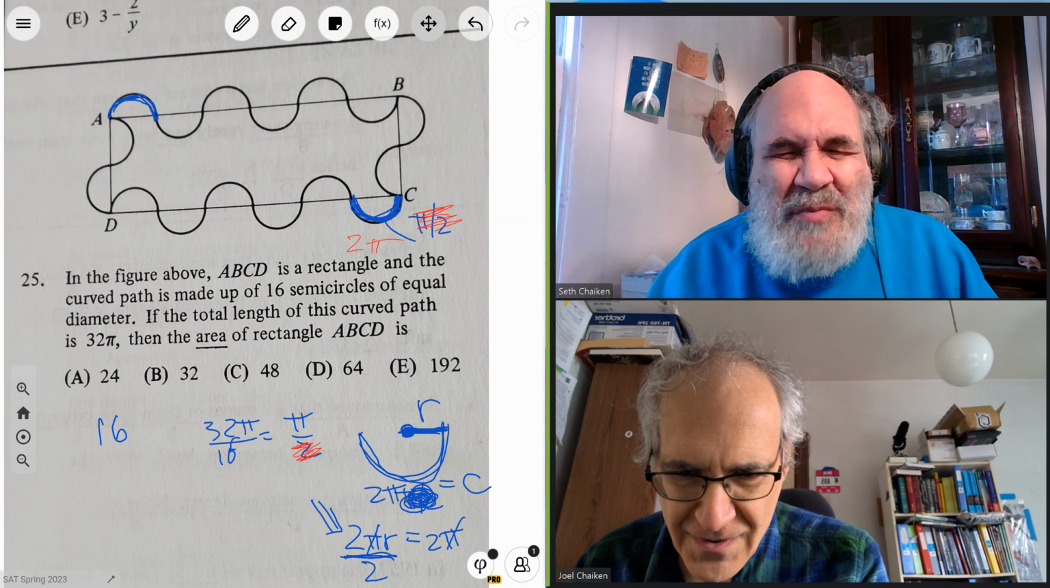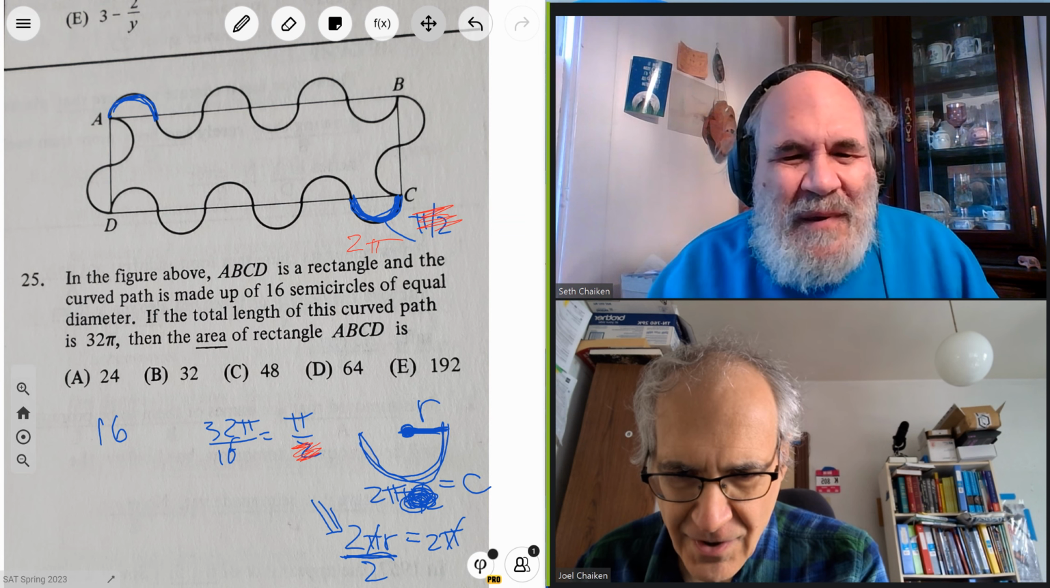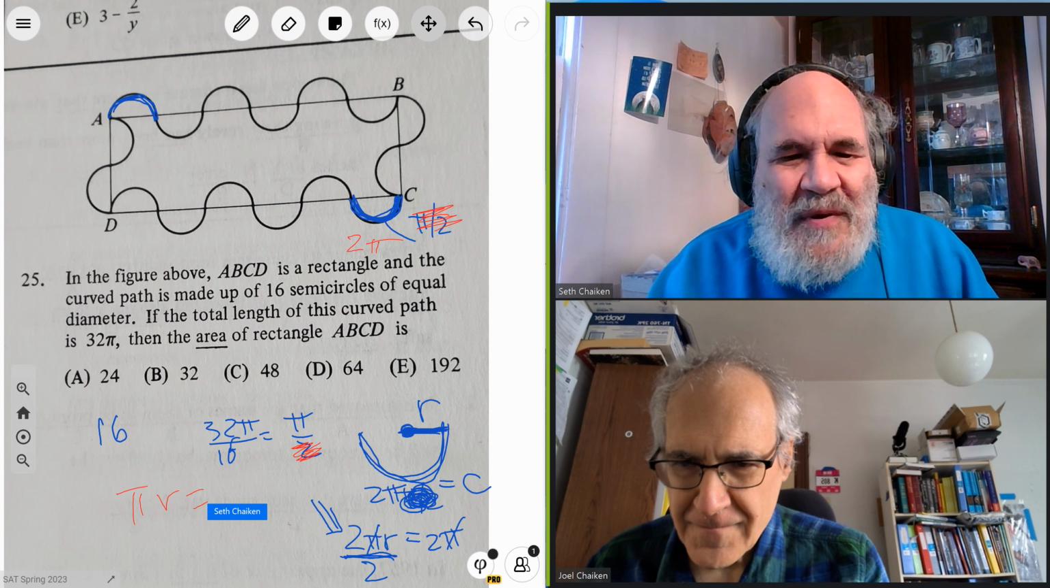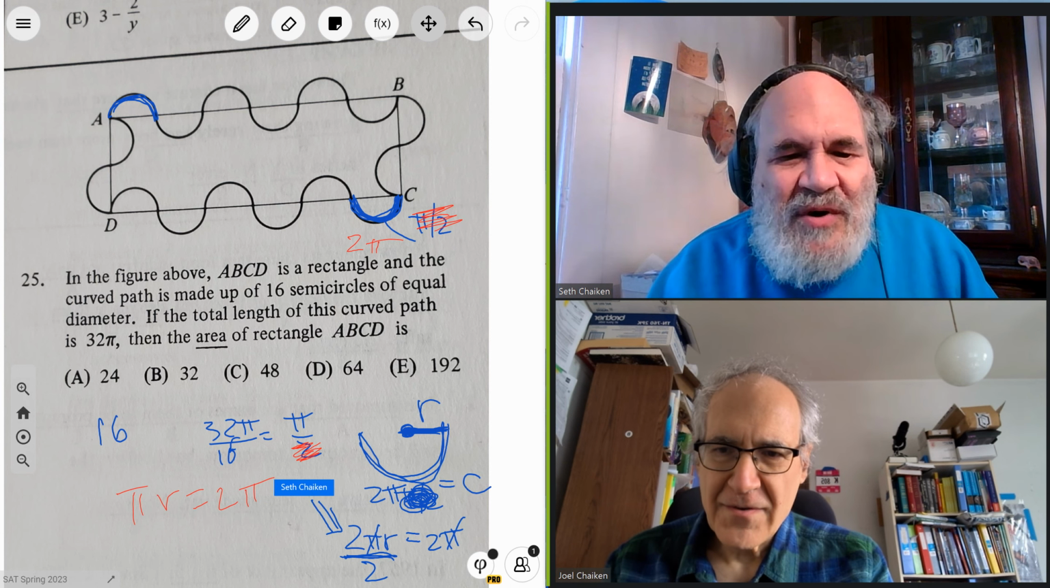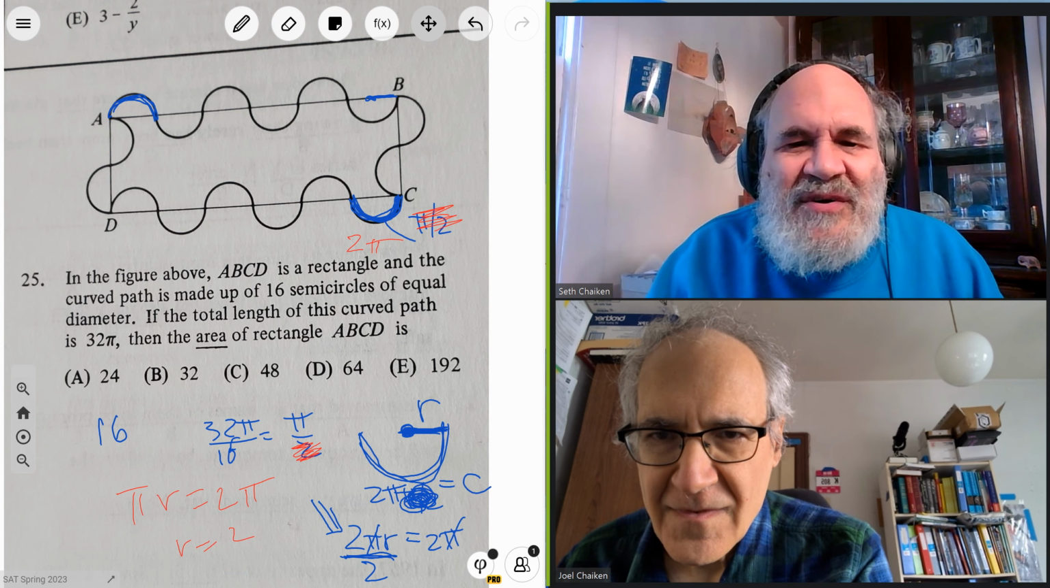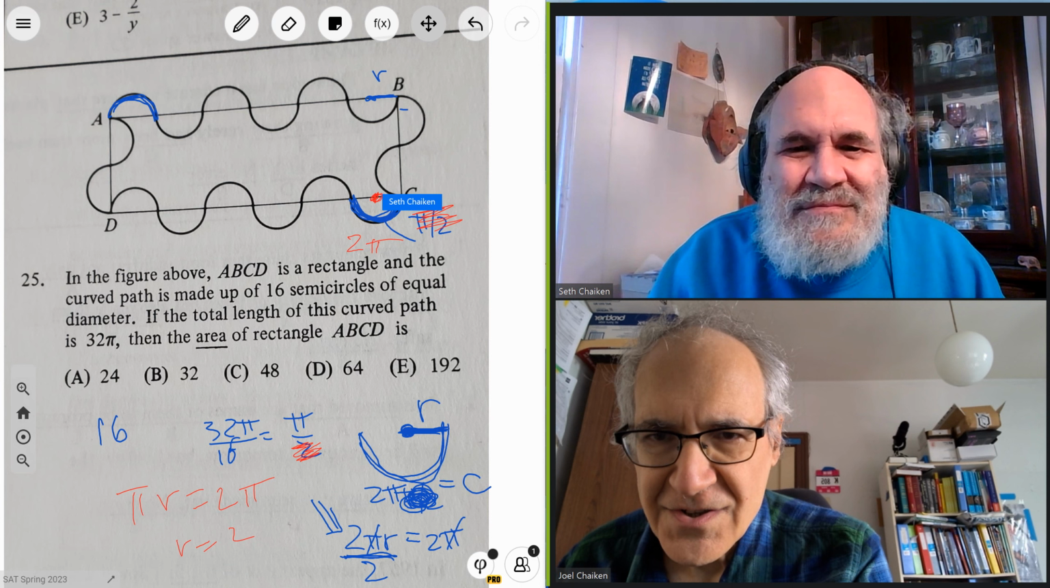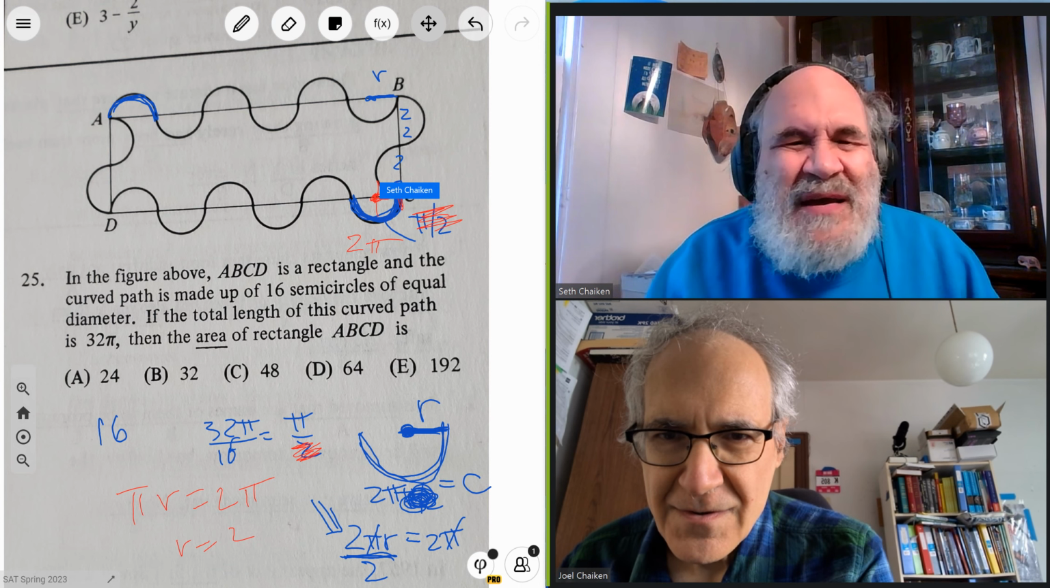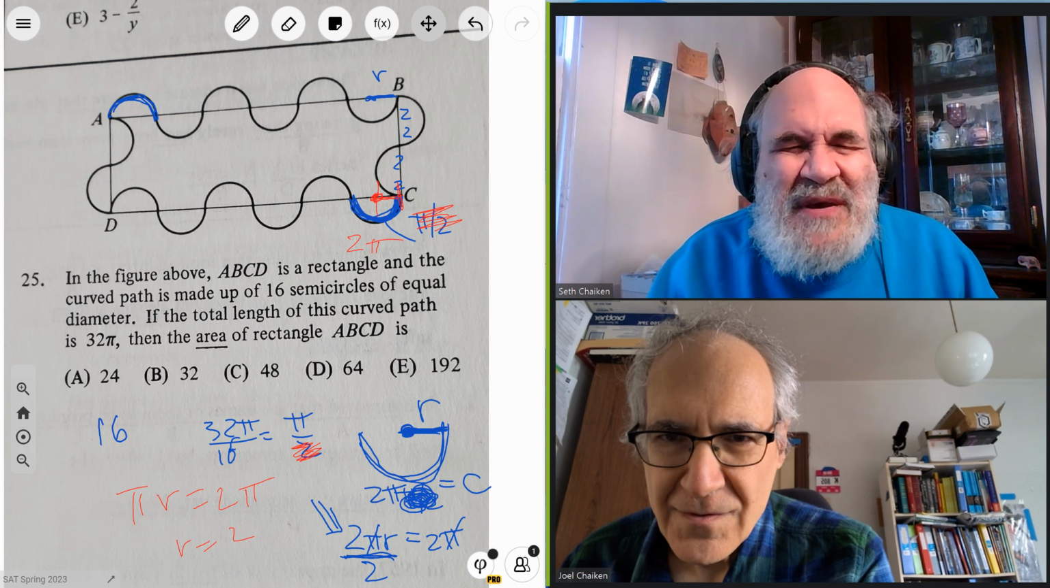Pi r equals 2 pi. Right. So it looks like r is equal to 2. So r equals 2. So if r is 2, the radius of the circle, that distance there is 2. So this is 2, 2, 2. That is the radius.